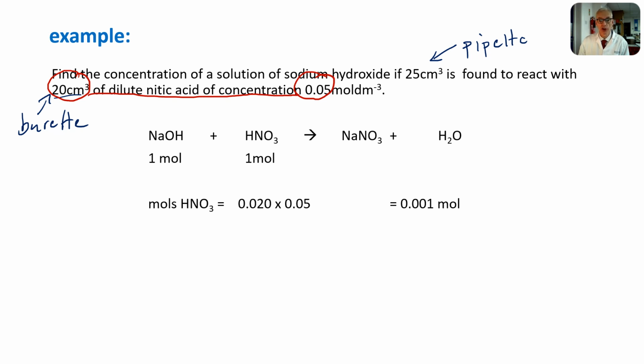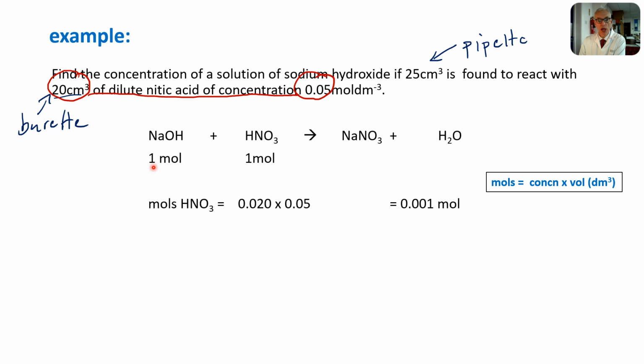That's 0.02 times 0.05. That, of course, is concentration times volume. So concentration times volume in decimeters cubed. So the 0.02 comes from 20 centimeters cubed. 20 centimeters cubed is 0.020 decimeters cubed. So our concentration, of course, is already in moles per decimeter cubed.